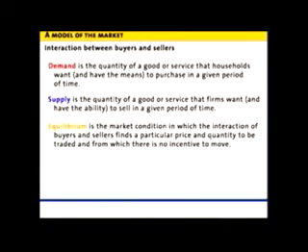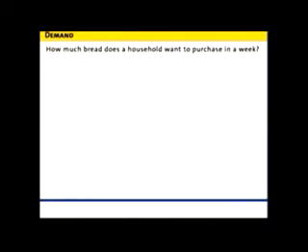Let's start with demand. Demand describes the behavior of households and answers the question, how much of a particular good or service do households purchase in a given period of time? Let's take some explicit example. Suppose we're talking about the good bread. And suppose we want to answer the question, how much bread does a typical household purchase in a week? Well, in order to answer this question, we want to make a list of all of the factors that influence the quantity of bread that a household would be willing and able to buy.